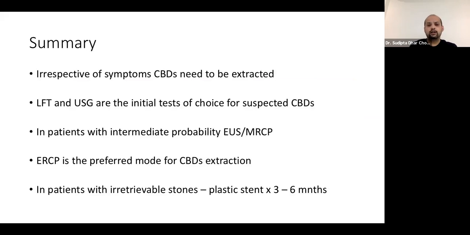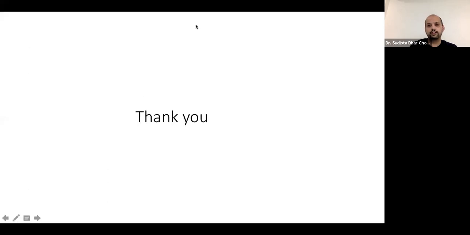To summarize the basics of CBD stone management: irrespective of symptoms, CBD stones need to be extracted. Liver function tests and ultrasound are the initial tests of choice for suspected CBD stones. In patients with intermediate probability of stones, we need additional imaging in the form of EUS and MRCP. ERCP is the preferred mode of CBD stone extraction. In patients with irretrievable stones, plastic stenting for 3 to 6 months and a reattempt at stone extraction will help in extracting those stones. Thank you for your patient hearing.